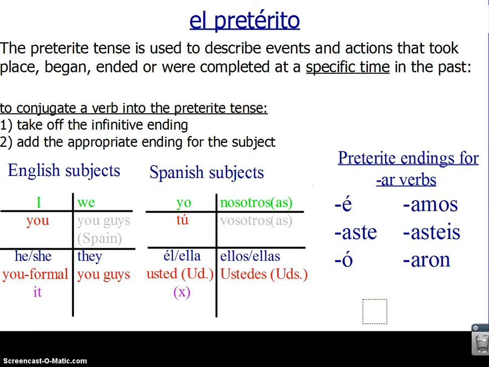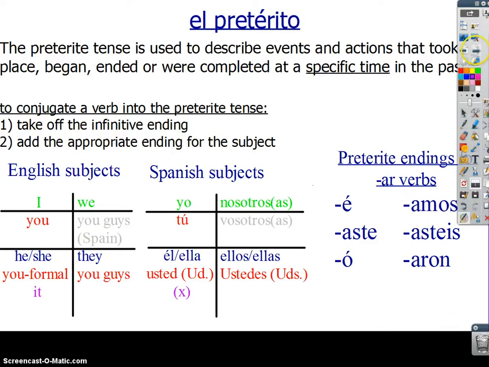The way you're going to remember these is just the same way as you learned the present tense. You guys used to say o, as, a, amos, áis, an over and over and over again. So what you need to do to memorize this is say é, aste, ó, amos, asteis, aron as much as you can so that you can memorize that and also practice writing it down.